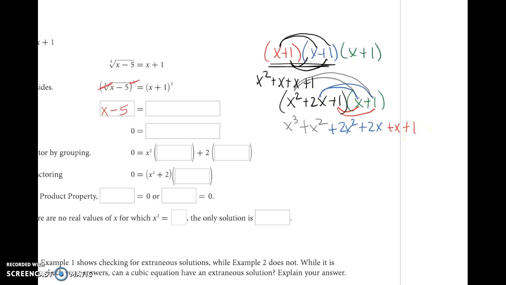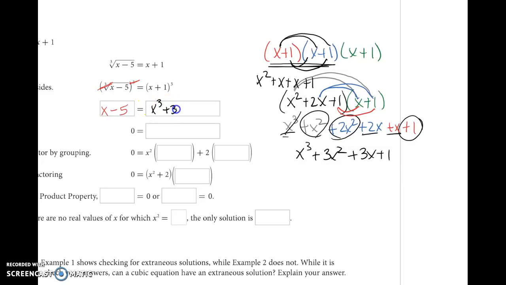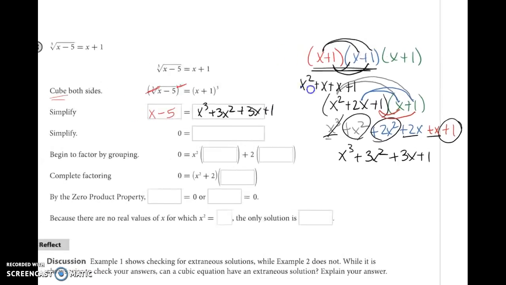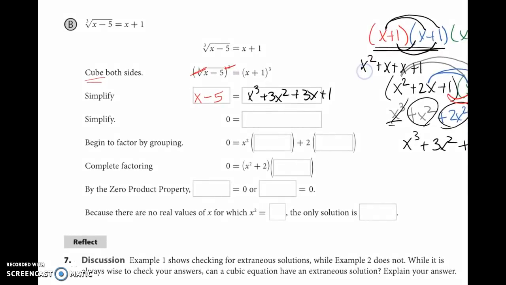So now if I combine like terms here, I get x cubed, that's the only x cubed. x squared plus 2x squared is 3x squared. 2x and x give me a 3x. And then I have a plus 1. So I'm going to go ahead and fill that in over here: x cubed plus 3x squared plus 3x plus 1. And now I'm going to come back over here and simplify.